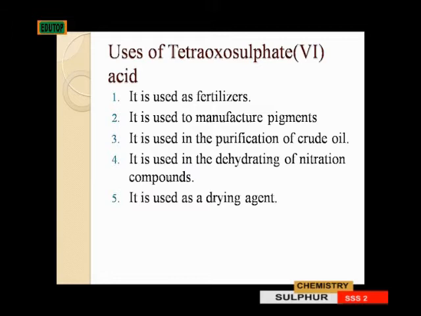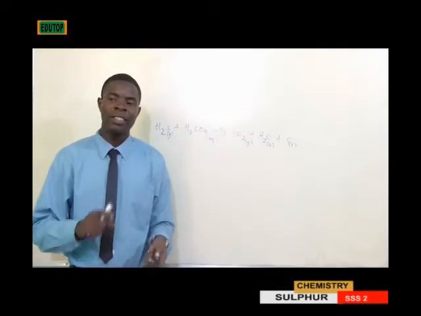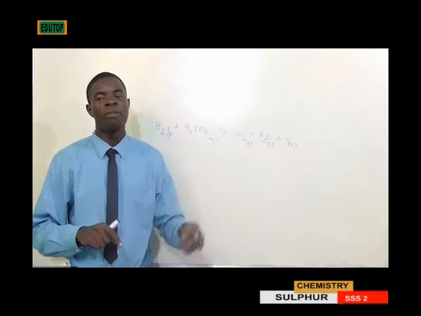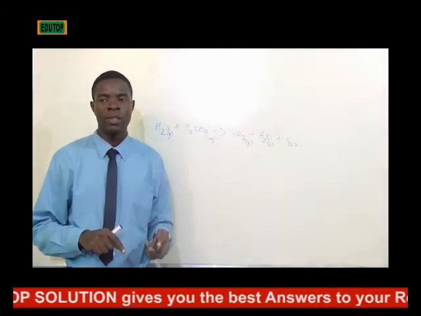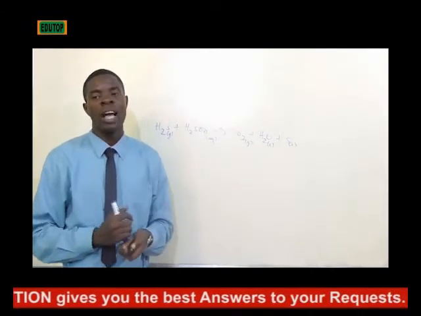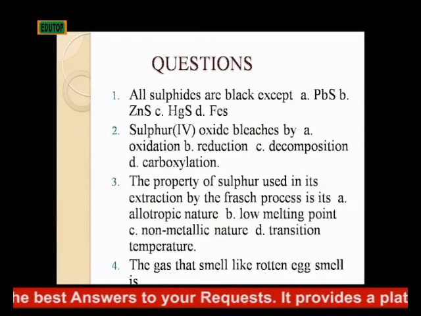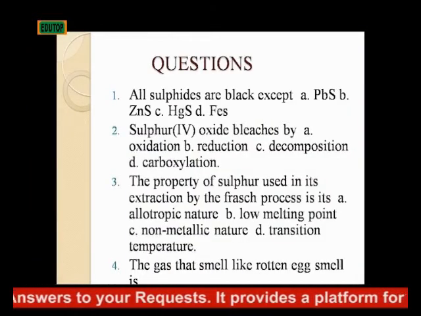Then 5, it is used as a drying agent, and that is applied during the industrial preparation of tetraoxosulfate(VI) acid, where H2SO4 is used as a drying agent. Questions designed for this topic.